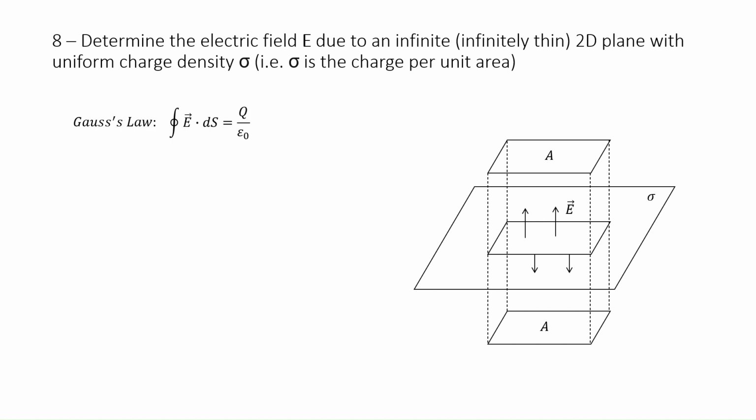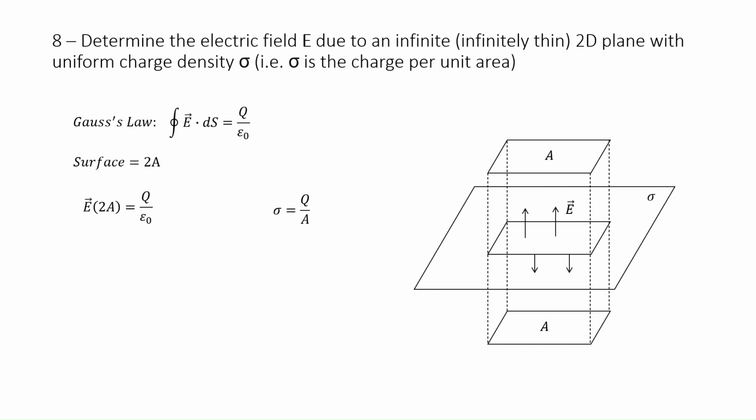Here is Gauss's law. Again, the closed surface integral of the electric field equals the charge enclosed divided by epsilon naught. Now here our surface is 2A, 1A above and 1A below, and we sub it in just like before. E 2A equals Q over epsilon naught.